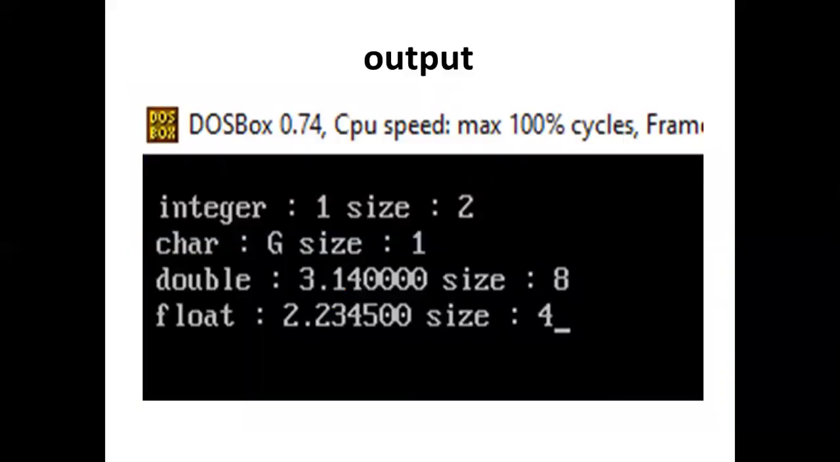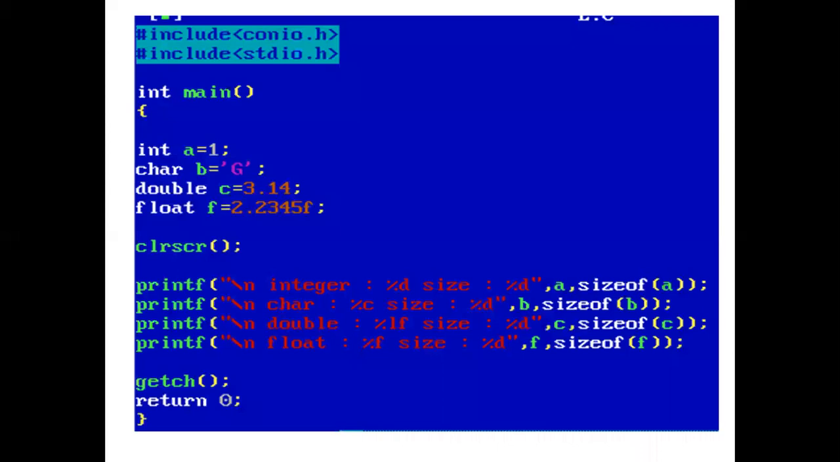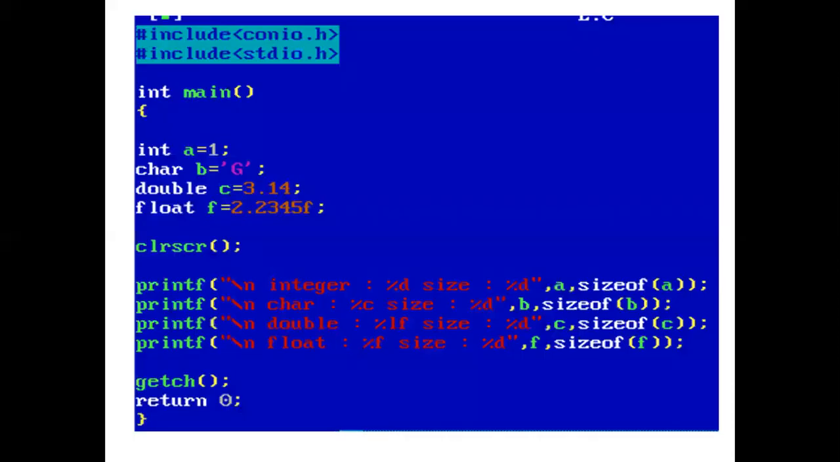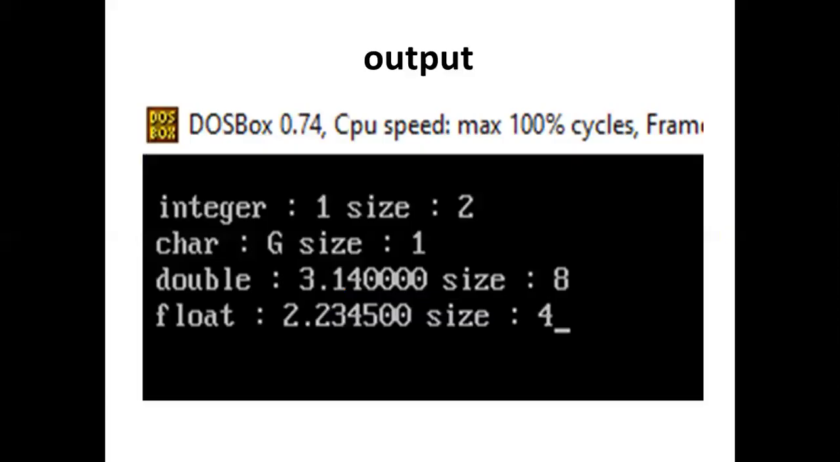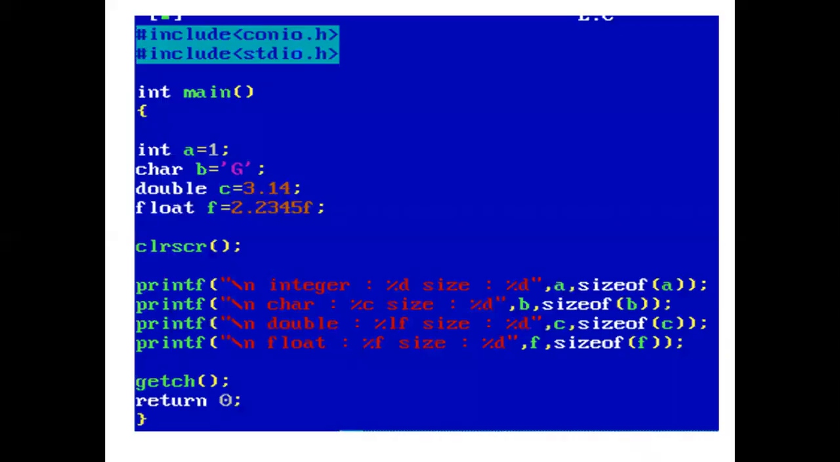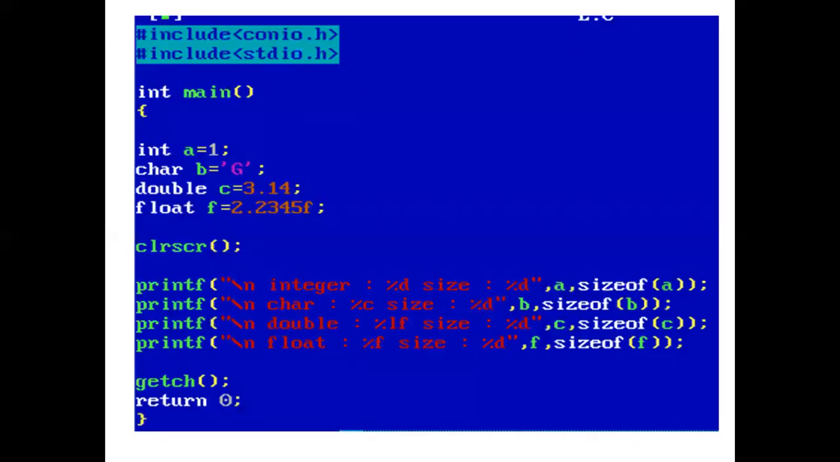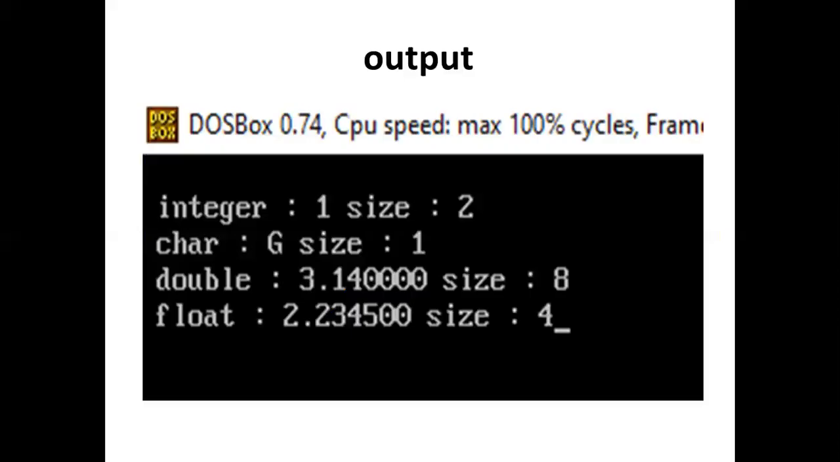So first printf prints integer value which is 1 and size of integer is 2 bytes. Second printf prints a character which is G and size is 1 byte. Third printf prints a double value which is 3.14 and size of double is 8 bytes. Okay, similarly, in the fourth printf statement, a float value is printed which is 2.2345 and size of float is 4 bytes.